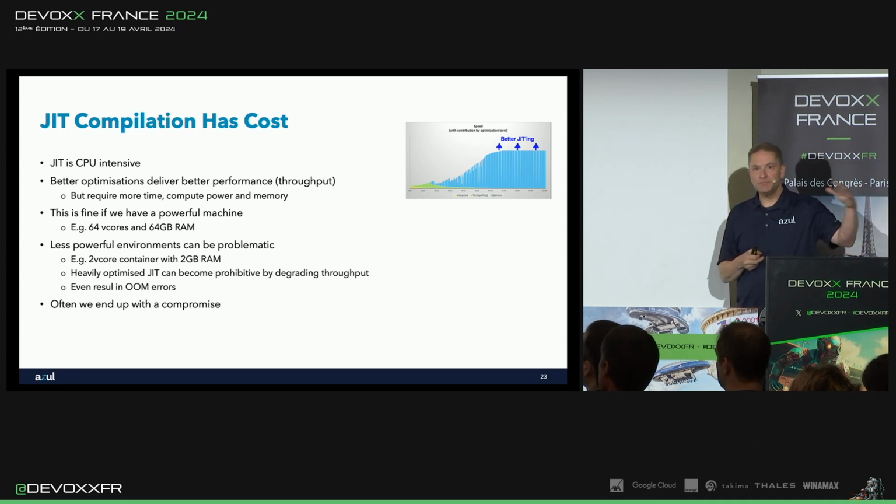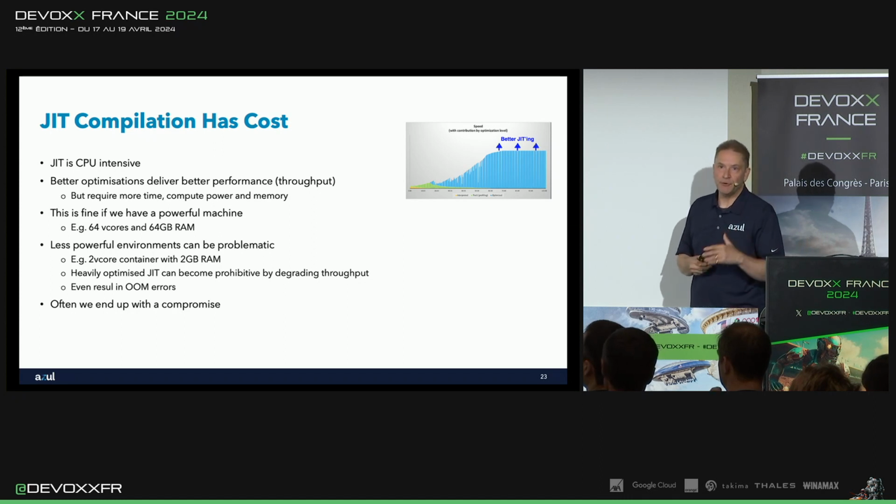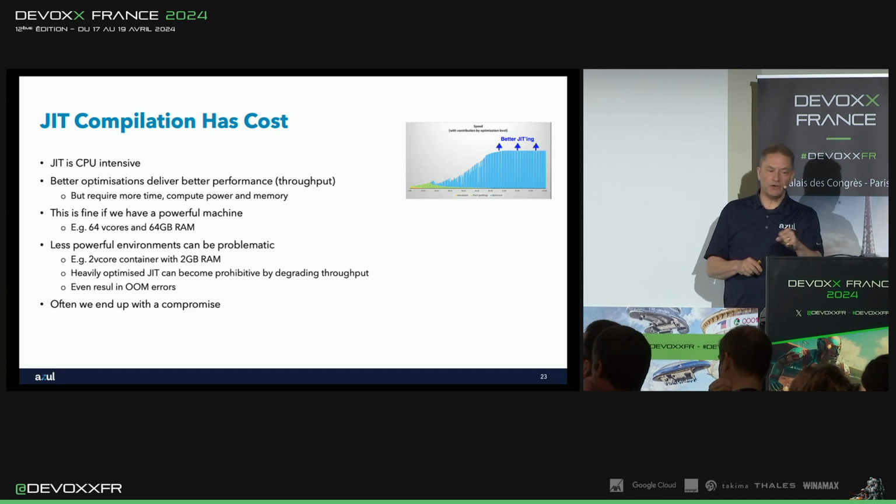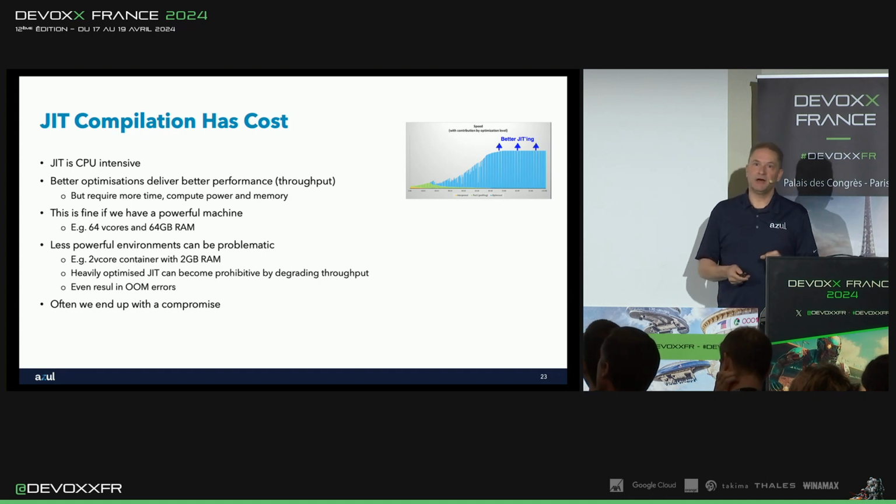Now, if you're running on a nice big meaty machine, with 64 vCores and 64 gigs of memory, it's not really going to be too much of an issue. But if you're running on a 2 vCore container, then things become very much more of a performance issue.